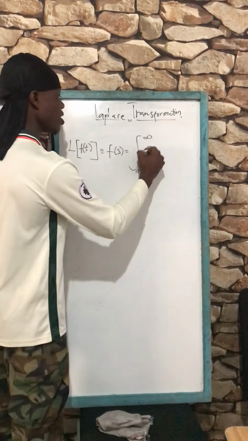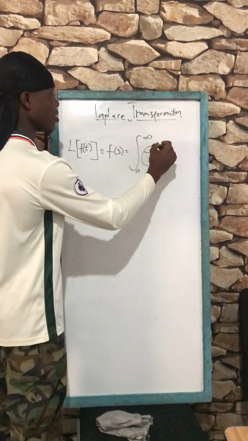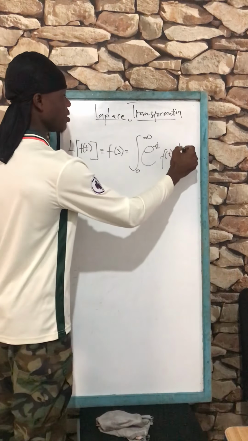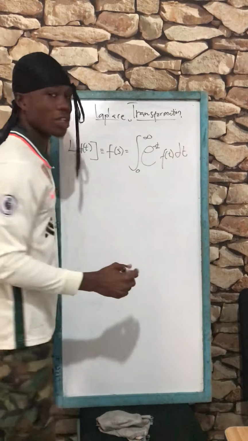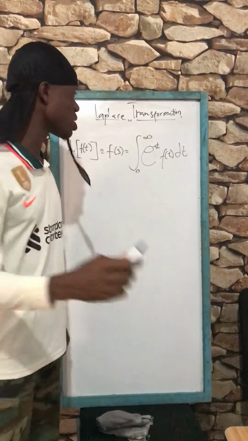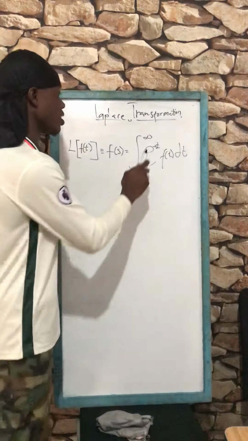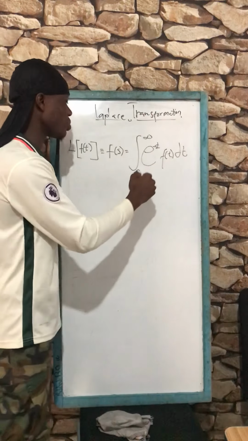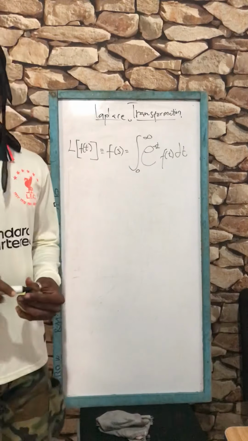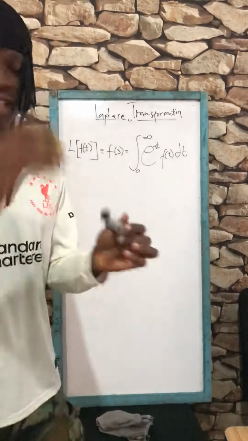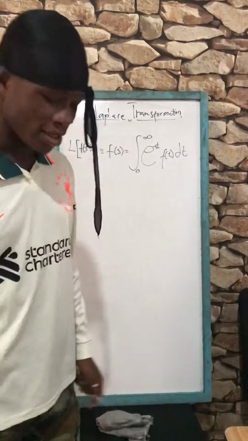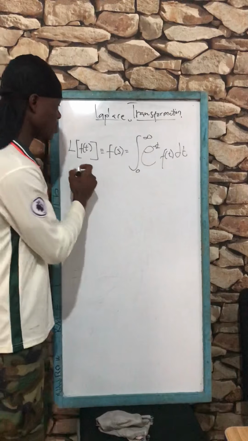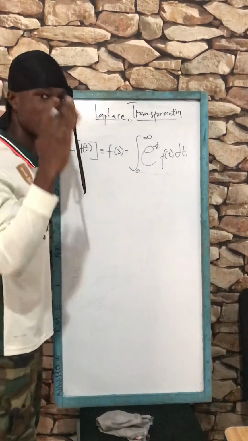Okay, and you have the exponential of negative st times f of t, differentiated with respect to t, that is dt. That's why I said the limits are t approaching 0 and t approaching infinity. So this is the basic formula we are going to use in our Laplace transformation equations and a whole lot. This is a simple Laplace transformation, and you have to put it in your mind.